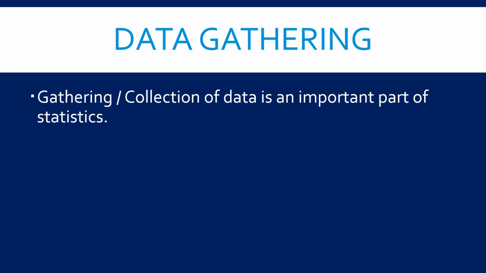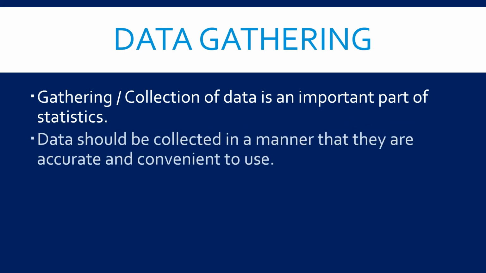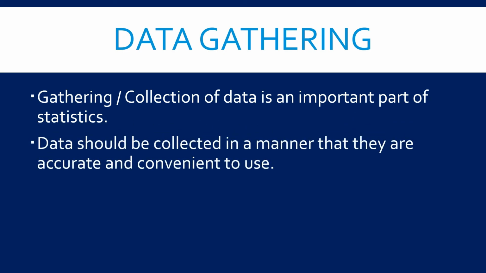analysis without the data. The data that we are going to use will be the basis of the decisions that we are about to make. So it is important that the data that we are going to gather are real data or correct data. And data should be collected in a manner that they are accurate and convenient to use. So it is very important that it is accurate. The data are telling the truth, and for us researchers, we will use the most convenient way to gather data so that we can save time, money, and effort.